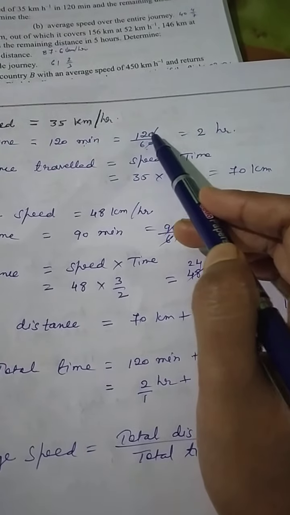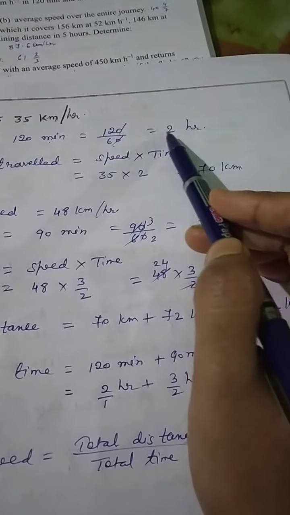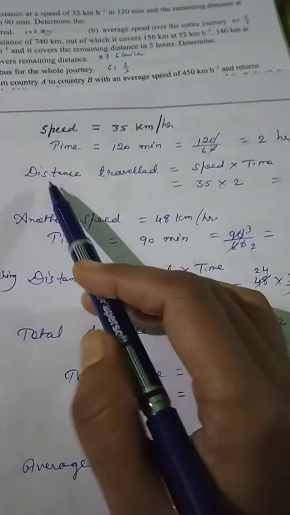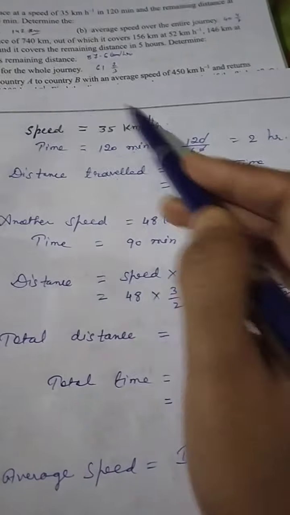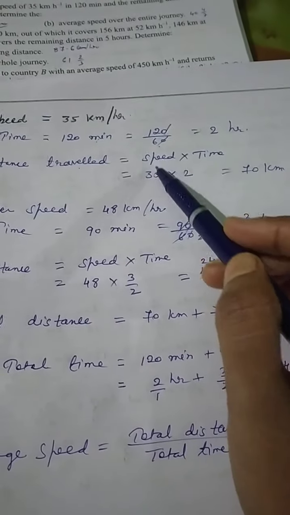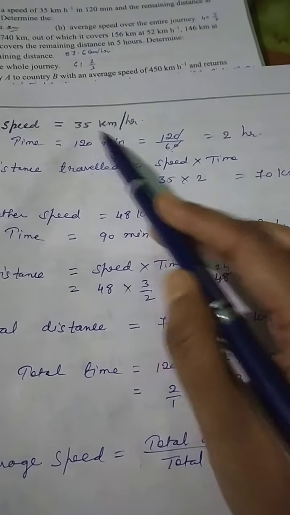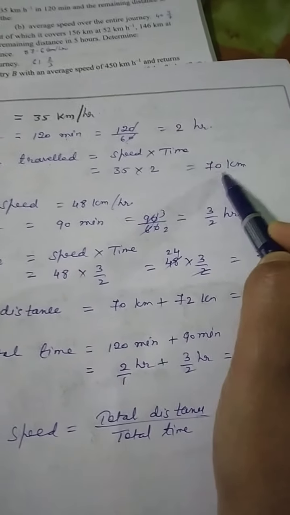So how to change minute into hour? 120 divided by 60. We will cancel this out, and we will get 2 hours. Now the distance traveled for the first speed and first time: distance is equal to speed into time. Speed is 35 km per hour and time is this, so we will multiply and we will get 70 km as the distance.